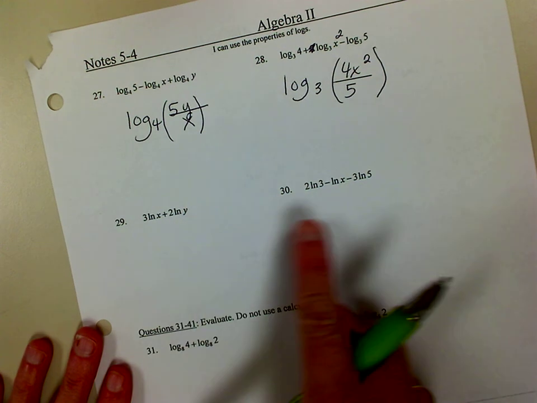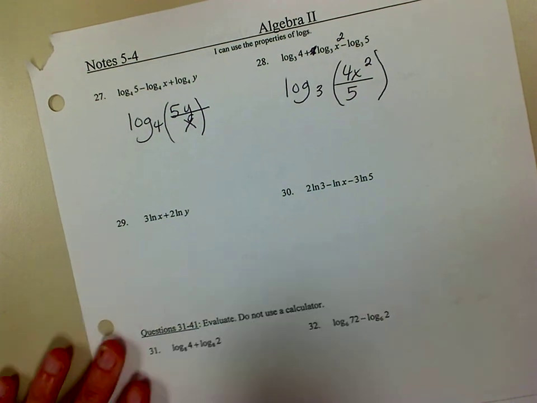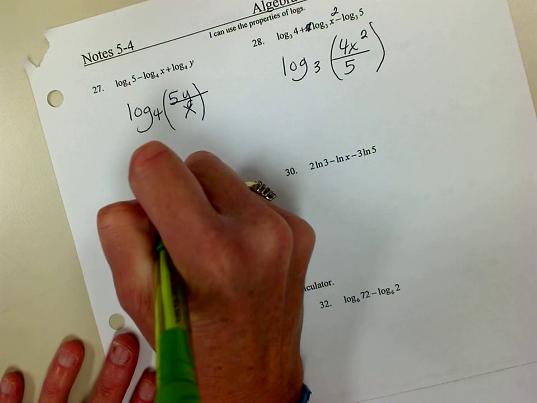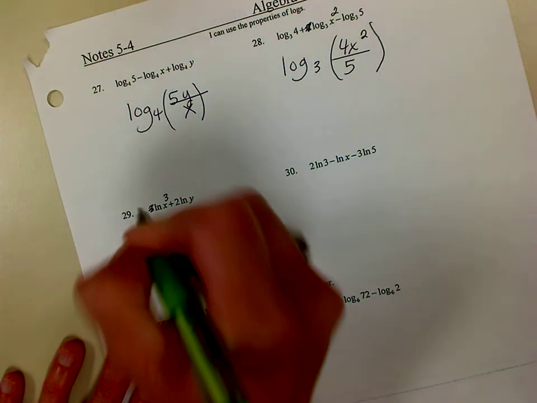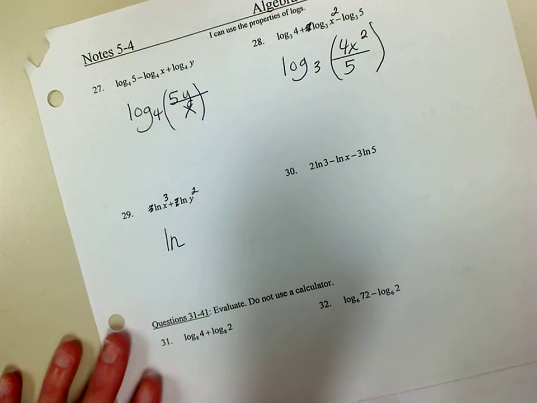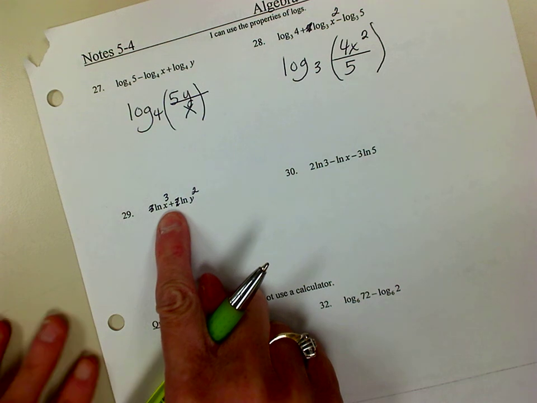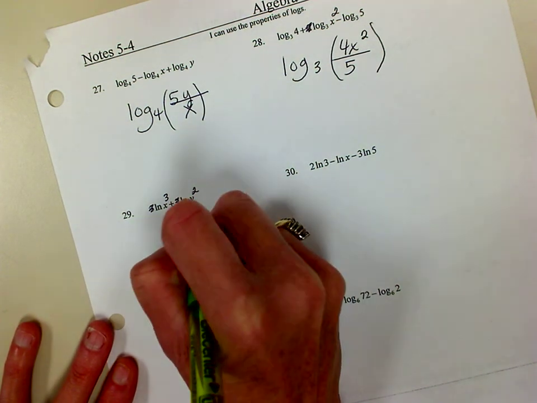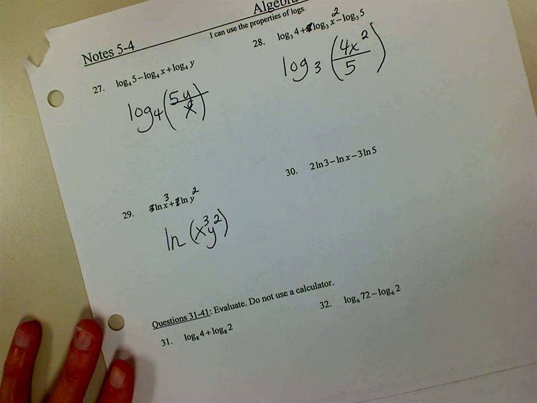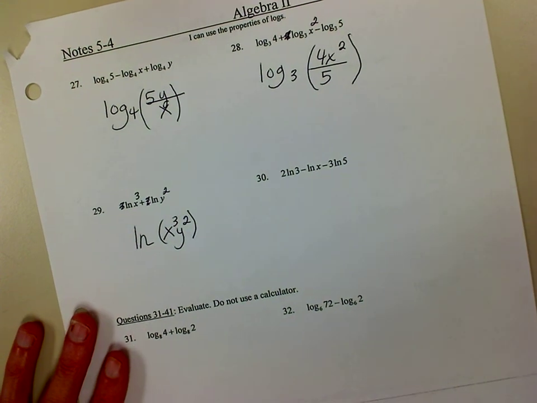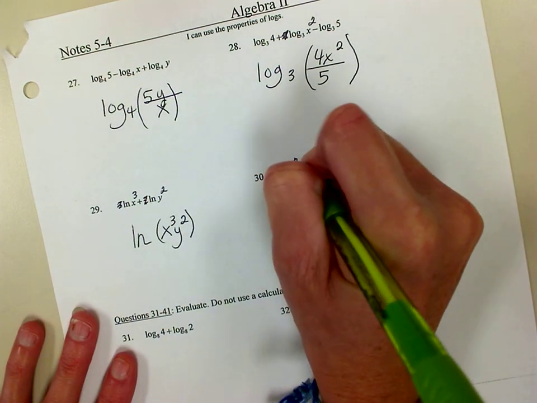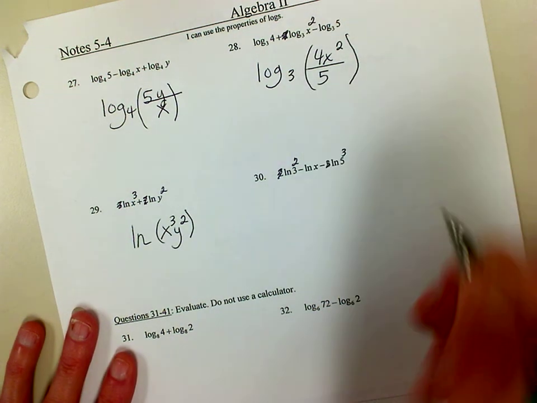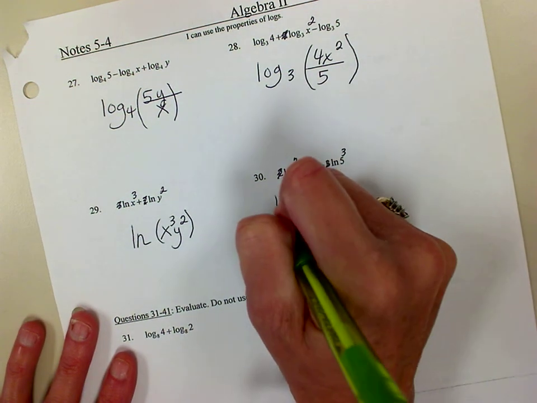Okay, let's try the ones with natural logs. So I'm going to have natural log this time. These are both exponents, so this is going to be x cubed, and this is going to be y squared. Okay, this addition sign means we're multiplying, so we're going to multiply x cubed and y squared. So that's my answer to that one. And then 30, this becomes 3 squared. This becomes 5 cubed. All right, so I'm going to condense.